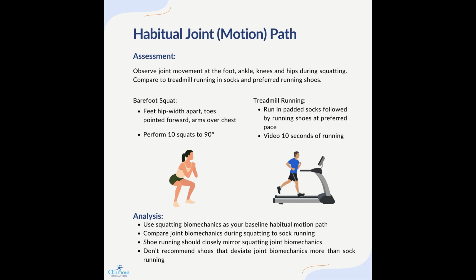And here's where the real analysis comes in. What we want is that the shoe running is going to closely mirror the squat biomechanics. However, we definitely don't want the shoe running to change the running in padded socks. Because if you deviate more than the padded socks, even if that deviation is more what we'd consider a proper running form, what we know is that's going to cause more wear and tear. We know that it's going to have a bad result to be able to change the runner's biomechanics that much.